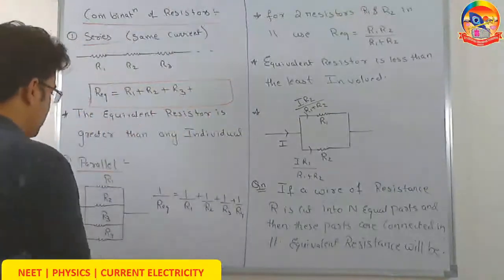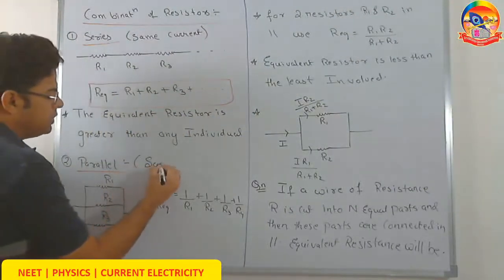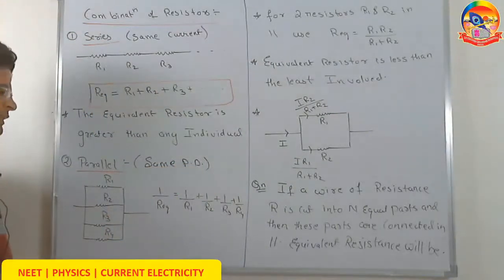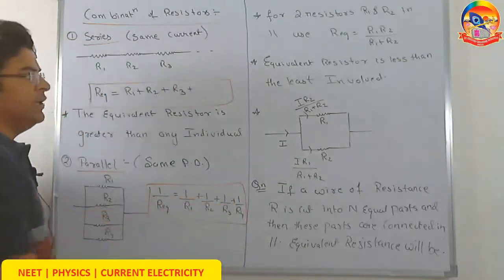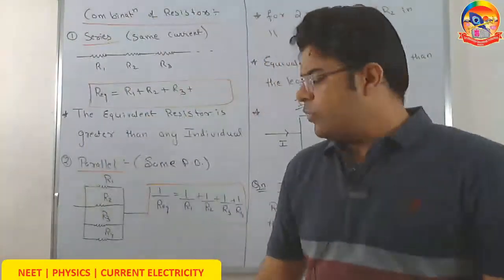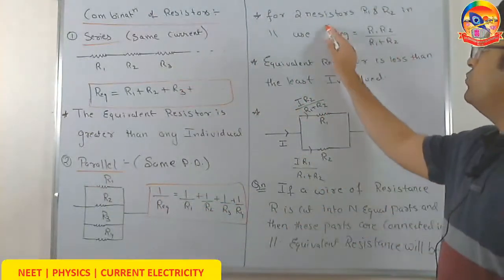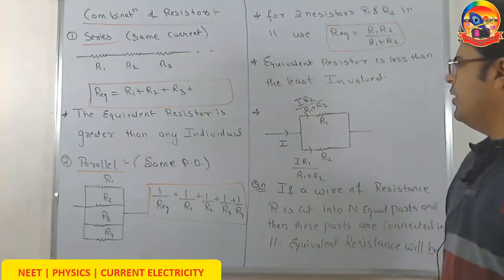Second, parallel combination. Resistors are said to be in parallel when they are connected across the same potential drop. The equivalent resistance is given by 1 by R equivalent equals 1 by R1 plus 1 by R2 plus 1 by R3 and so on. Remember that for two resistors in parallel, always use R equivalent equals R1 R2 by R1 plus R2. That is quicker.